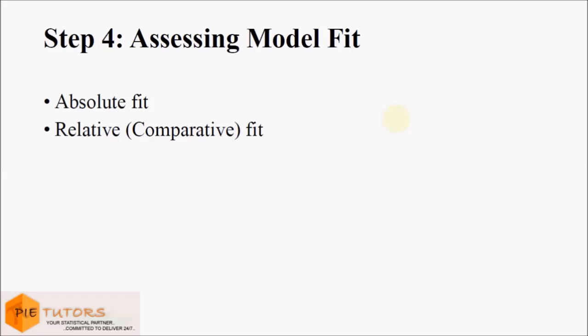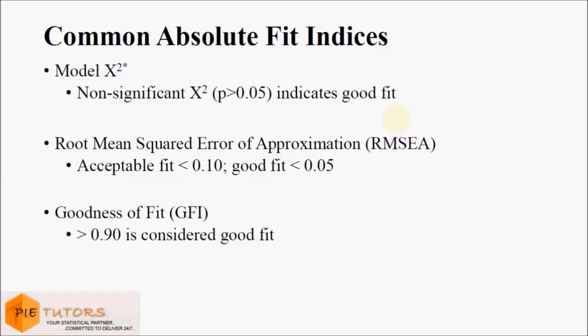Important types of absolute fit indices. So now let's look at the important types of absolute fit indices. The chi-square value. Chi-square value looks at the hypothesis that the observed and implied covariance matrices are equal. We require the significance value to be greater than 0.05. The non-significant chi-square value indicates that there is very little difference between the observed and the implied covariance matrices.